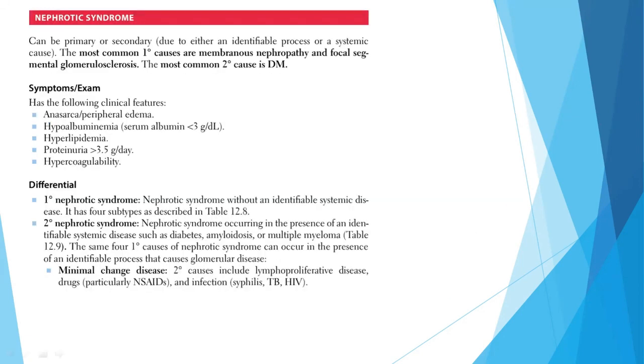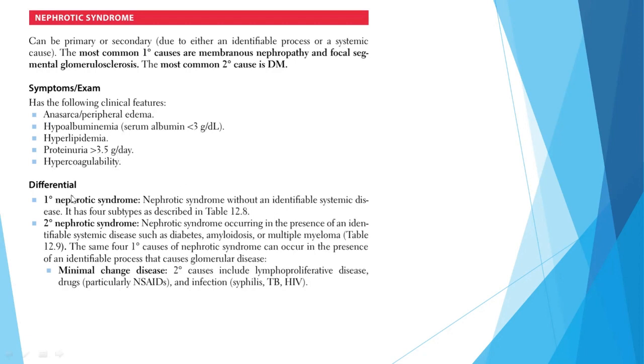So again, talking about the nephrotic syndrome, it can be primary or secondary due to either an identifiable process or a systemic cause. The most common primary causes are membranous nephropathy and focal segmental glomerular sclerosis. And the most common secondary cause is diabetes mellitus. There can be peripheral edema, hypoalbuminemia, hyperlipidemia, proteinuria, and hypercoagulability.